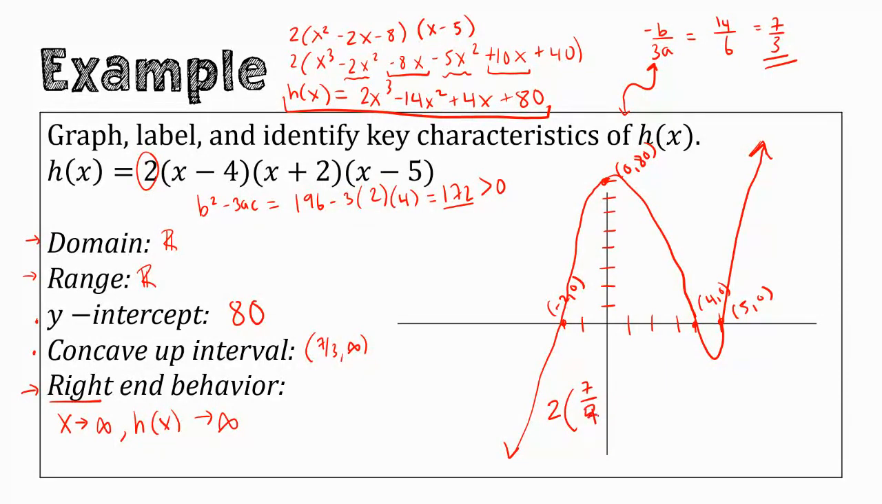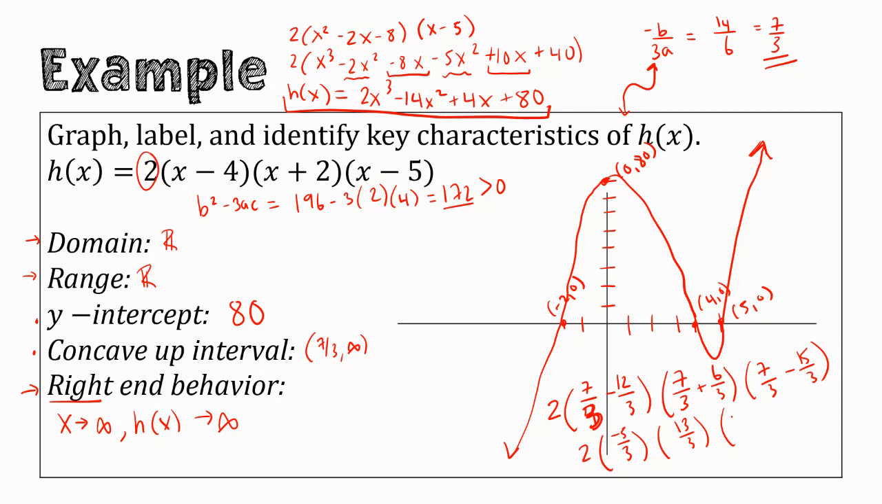Ooh, not 7/4, 7/3. Sorry about that. So 7/3 minus 12/3, plus 2, so plus 6/3. I'm just doing a common denominator, and then 7/3 minus 5, so 15/3. Then I've got 2 times negative 5/3, 13/3, and then 7 minus 15 is negative 8/3.